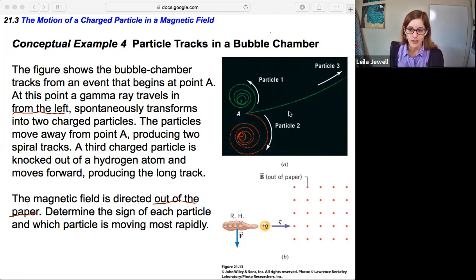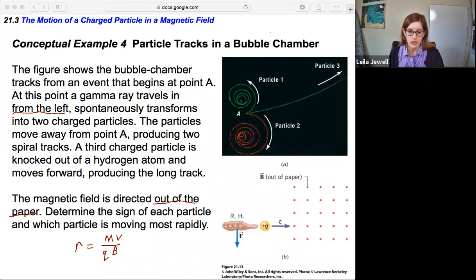Now, how do we figure out which one's moving the most rapidly? Well, that's where we can think about that equation we just got. R is equal to mass times velocity all over Q and B. All of these have the same magnetic field on them. And we don't know anything about the mass or the charge. But what we do know is that the radius is different for several of them. And that's enough to tell us that the velocity is also different.